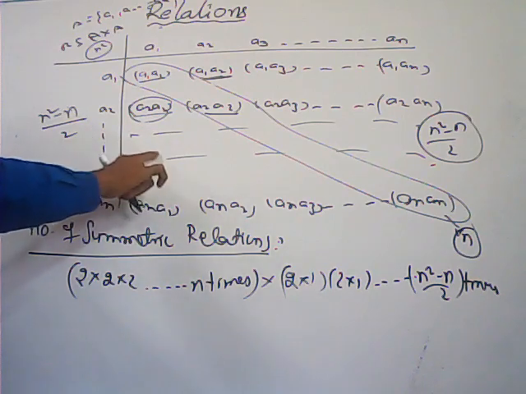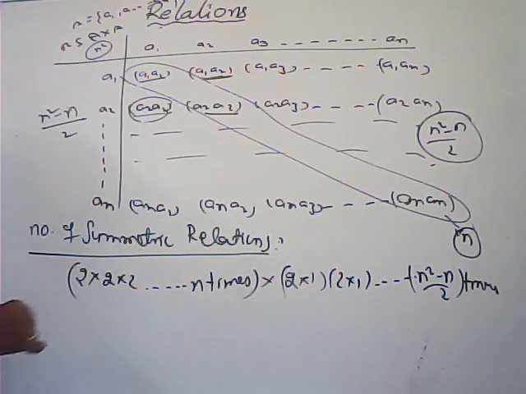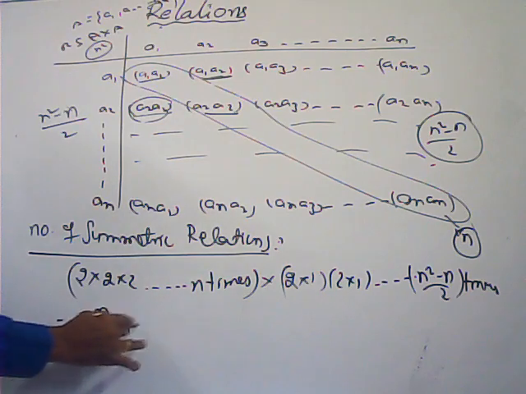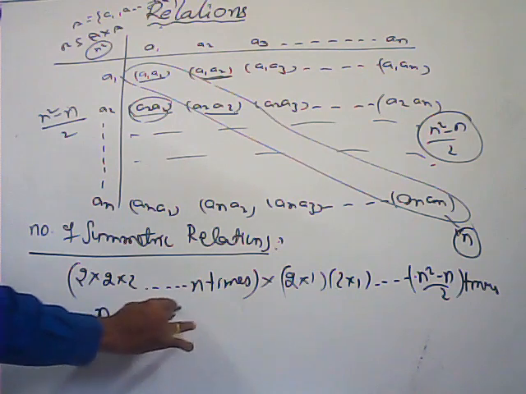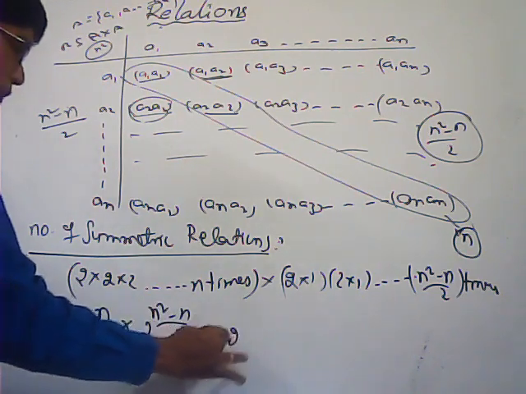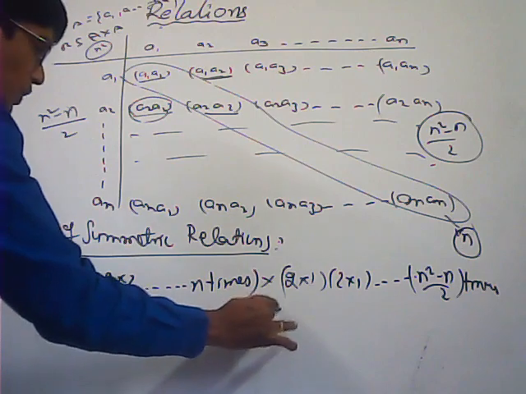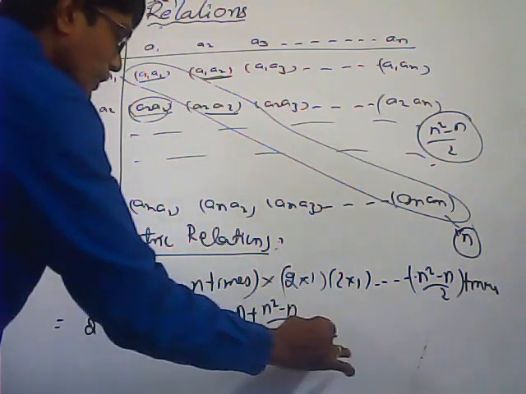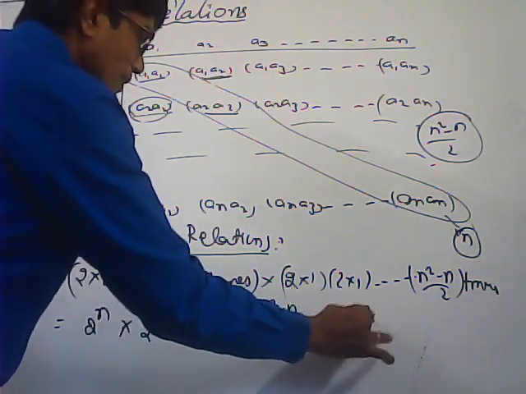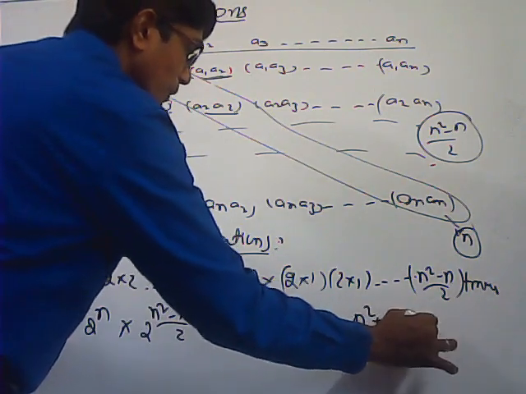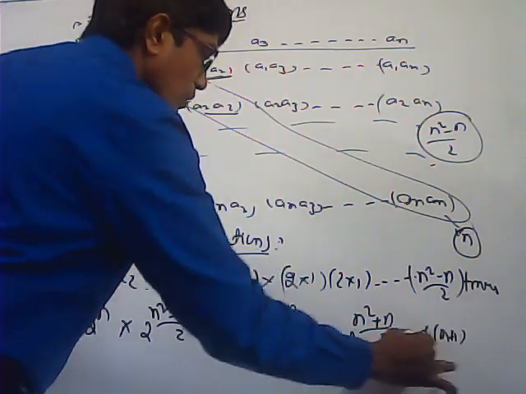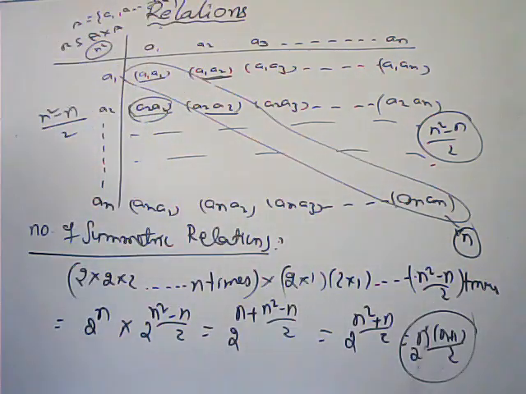This side only you have to check that one. That side only one possibility is there. That is equal to 2 power n into 2 power n square minus n by 2. Using a power m into a power n equals a power m plus n, by simplifying, n square plus n by 2, that is equal to 2 power n into n plus 1 by 2. Number of symmetric relations is 2 power n into n plus 1 by 2.